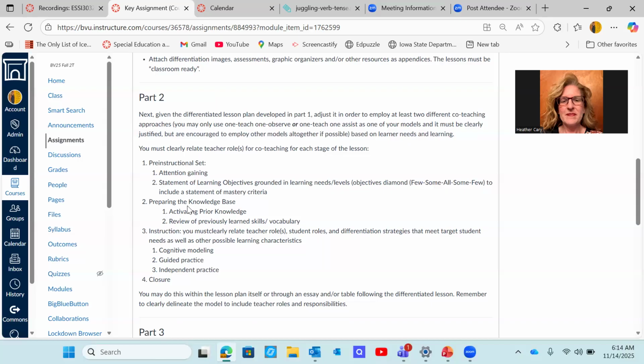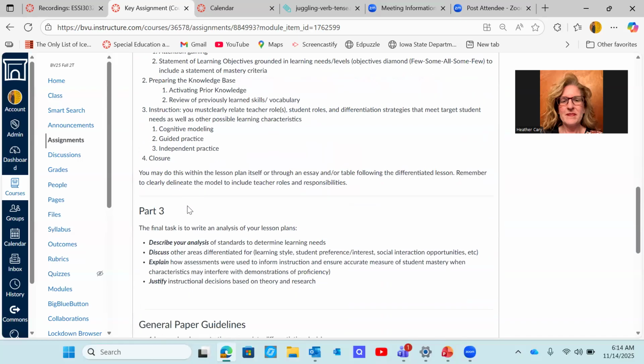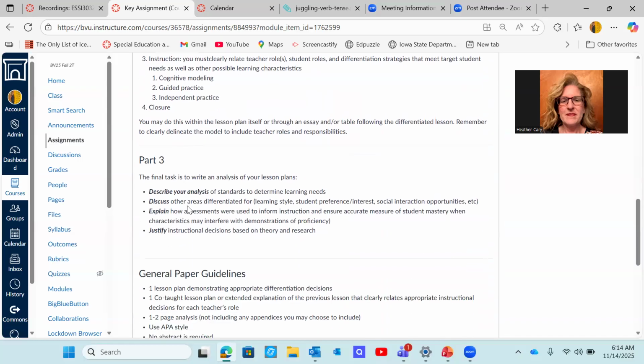What will they be doing? It doesn't need to be another lesson. And then in part 3, the final task is to write an analysis of your lesson plans.